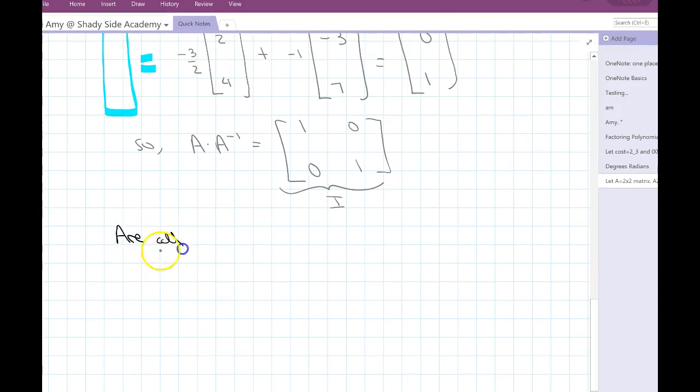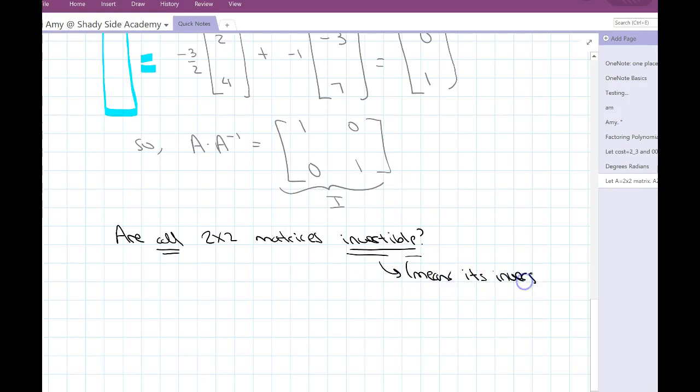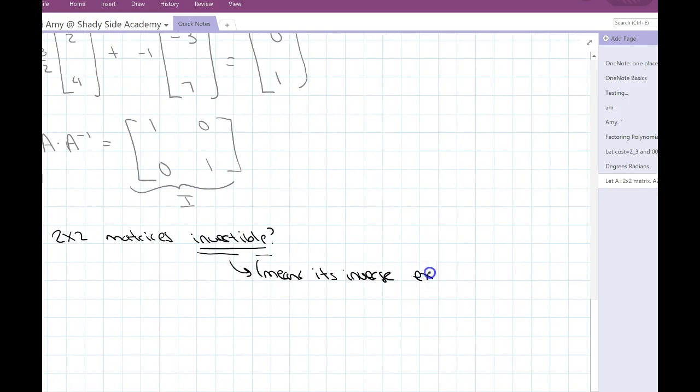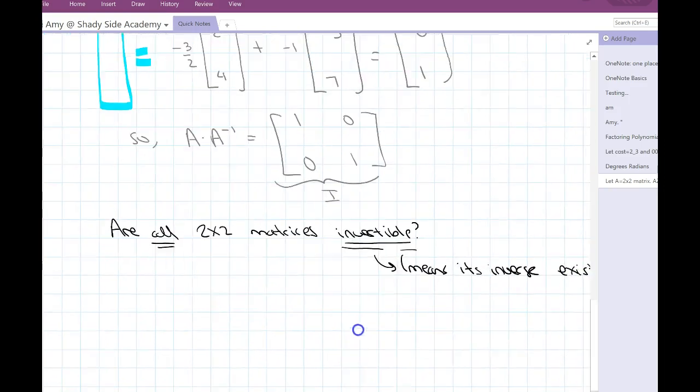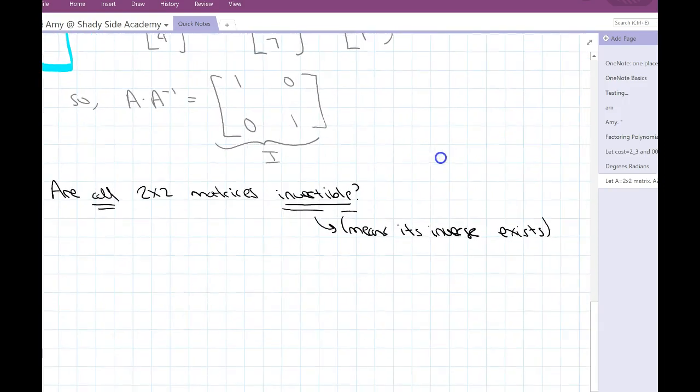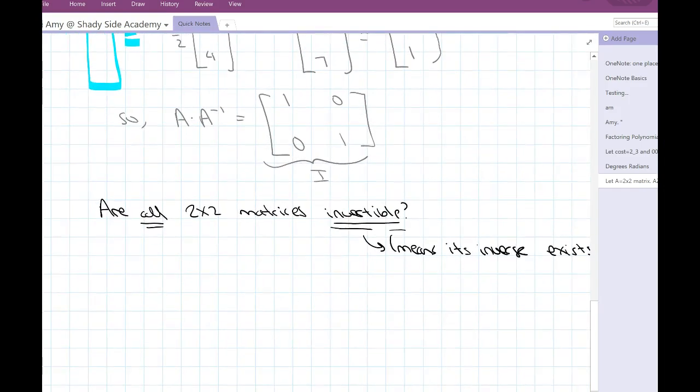Are all 2 by 2 matrices invertible? Invertible is a vocabulary word. A matrix is invertible if its inverse exists. Now, I want you to think about this in the world of real numbers. In the world of real numbers, does every real number have an inverse? The answer is yes, except for 0, right? Every real number has an inverse, except for 0. So my question to you is, do you think that every 2 by 2 matrix is invertible?